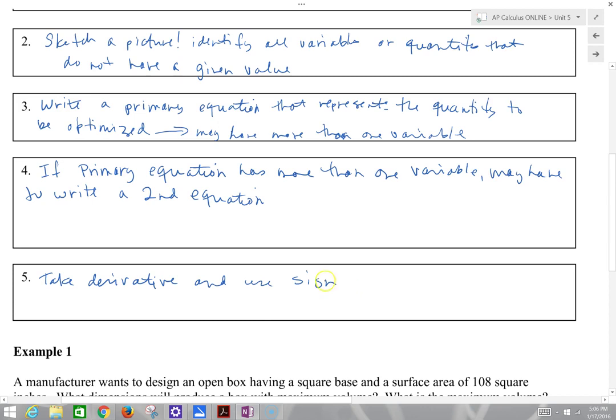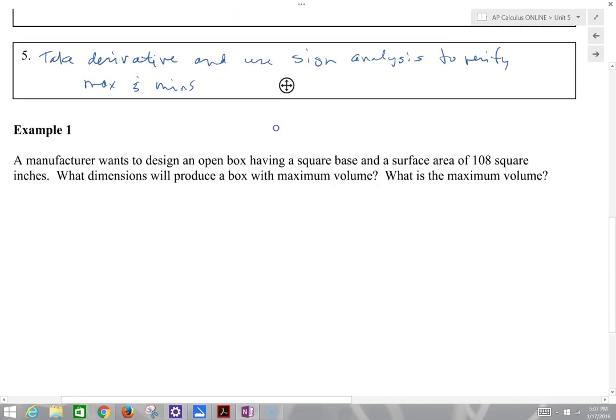And just like we checked to find out if that particle is turning around in the last video, we're going to use sign analysis to verify max and mins. Because if we're looking for a maximum, we don't want to just find the places where it could be a max or it could be a min. If you just write it down, maybe it was actually a minimum. So you should check and see which ones really are the maximums or minimums.